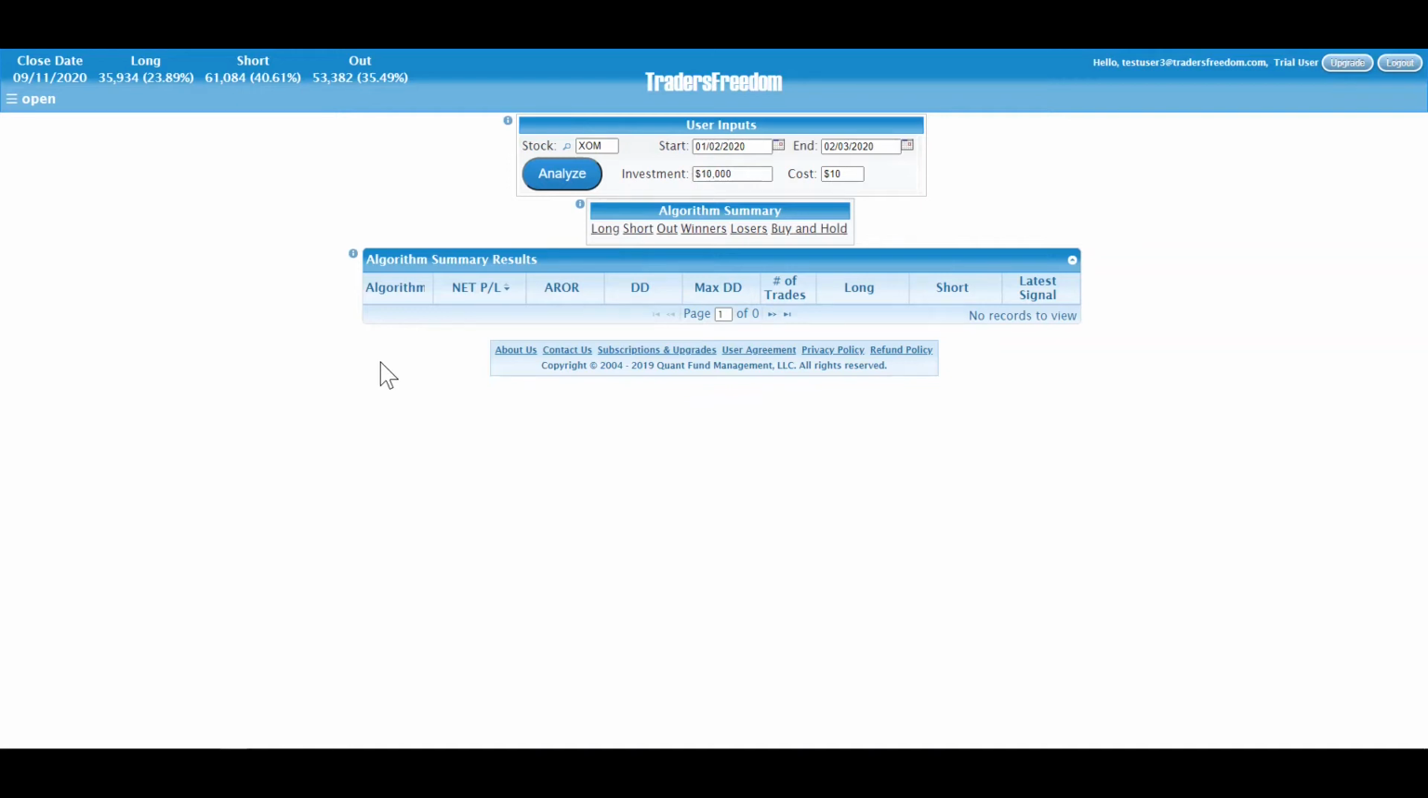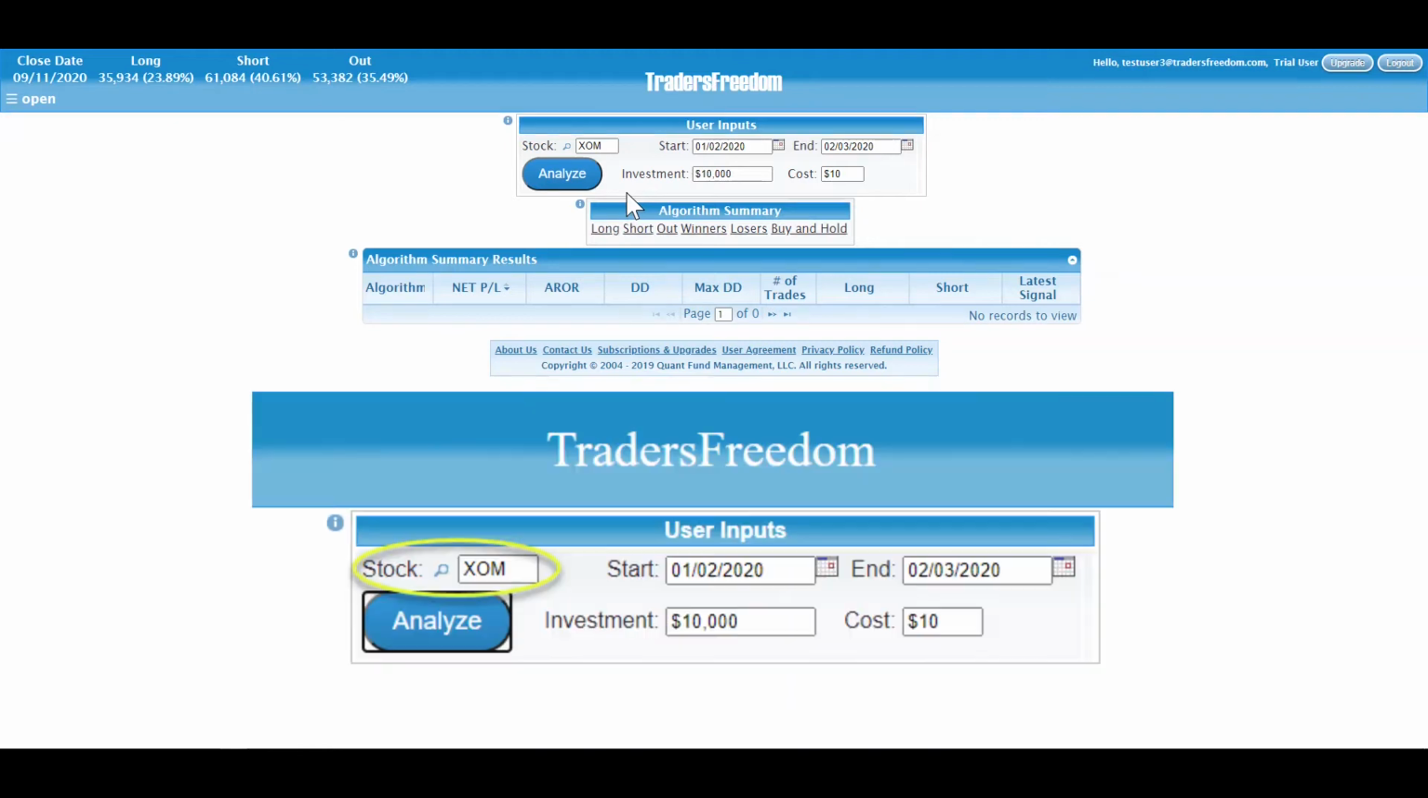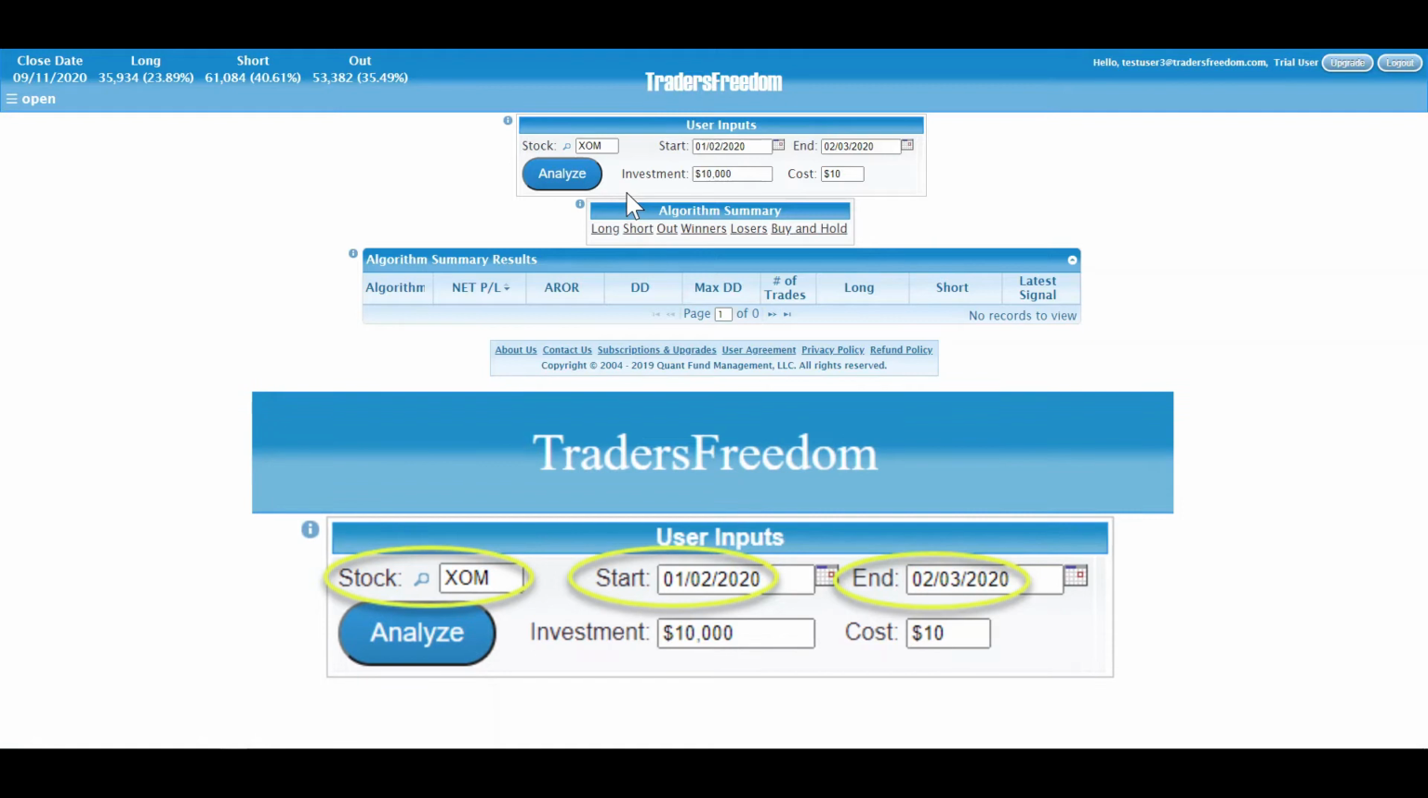So once again for this video, we're going to use the same parameters in the user inputs box. We'll begin with ExxonMobil as our test stock, January 2020 as our test period, $10,000 as our investment size, and $10 as our commission amount. But just like we said in episodes 1 and 2, you can choose any stock, any start and end date, and any investment and commission size you like.